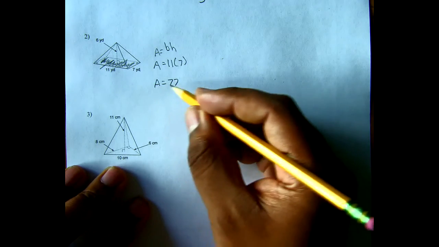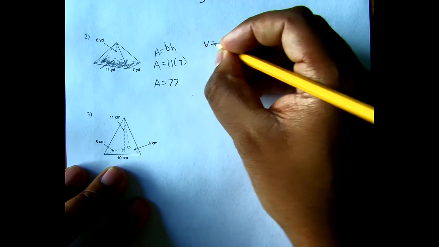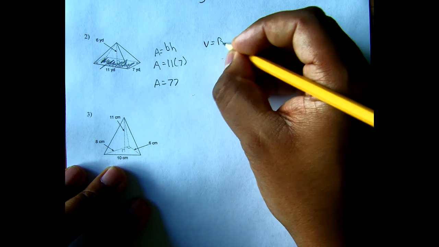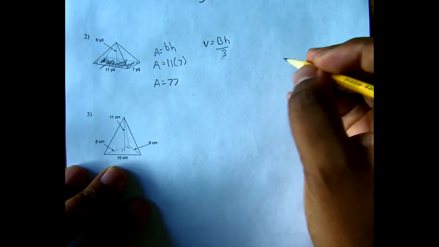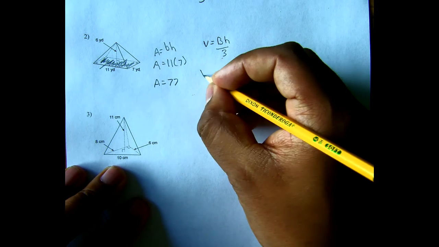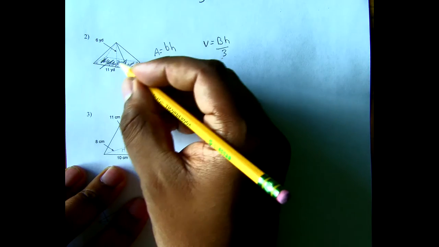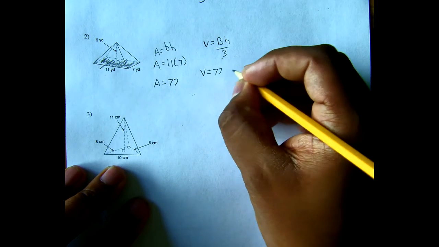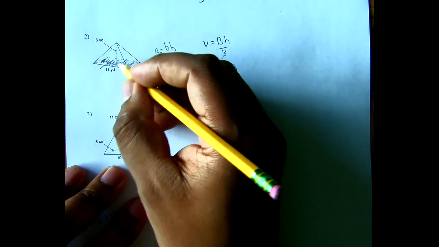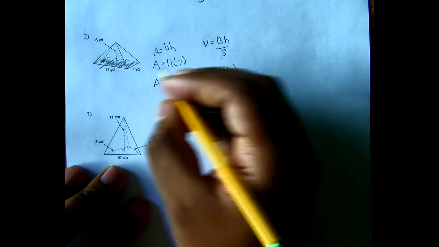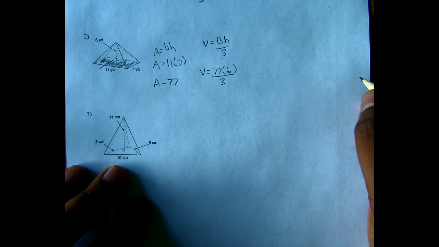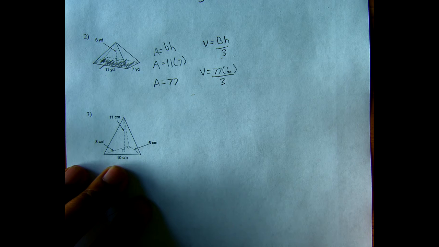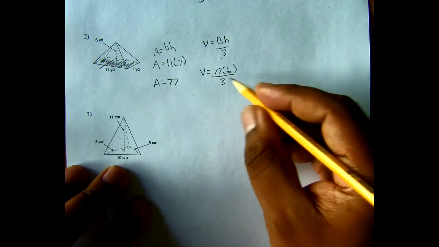Now I have this value, which is going to fill into my volume formula, and the volume formula is V is equal to big base times height, and divided by 3 because it's a pyramid. So I plug in these values. Here, area, this part on the bottom, 77. We're going to multiply that times the height going straight up, which is 6. And don't forget to divide it by 3 from our formula. Okay, now we just work the calculations from there.